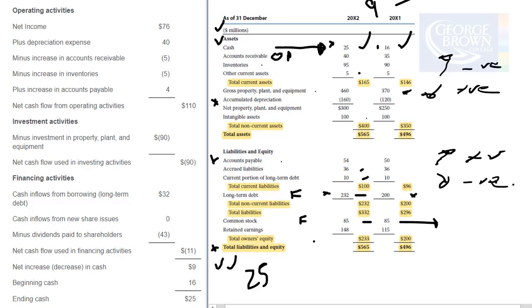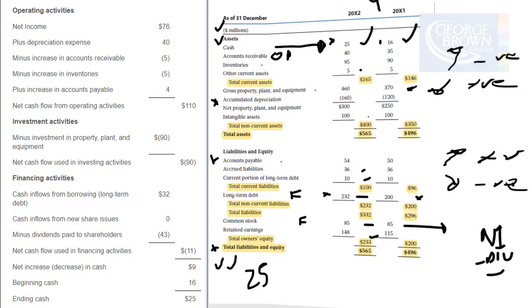And dividends, which aren't showing up here, but it's the change in the retained earnings. So it's net income minus dividends gives us our retained earnings, okay? And you can see the change in the retained earnings. So we can calculate the dividends paid was 43 million, okay? That gives us our net increase or decrease in cash plus the beginning cash. We get to our 25 million. So the 25 million has been explained.